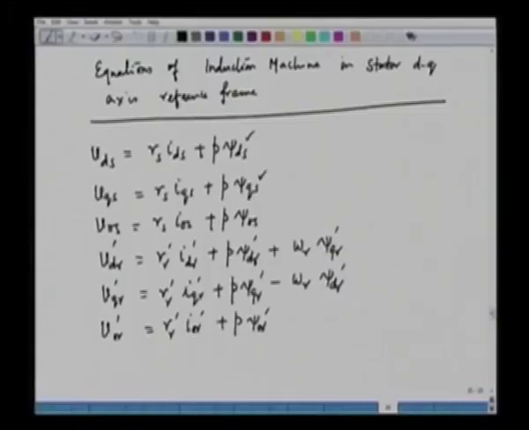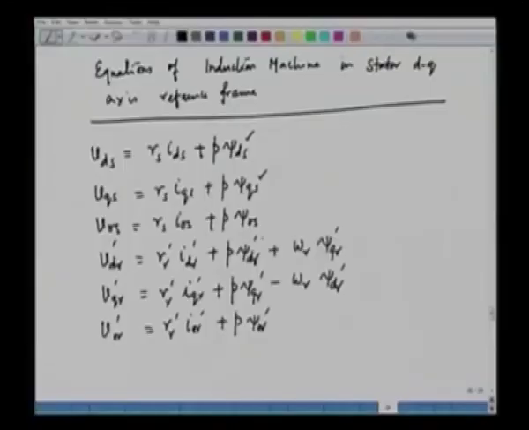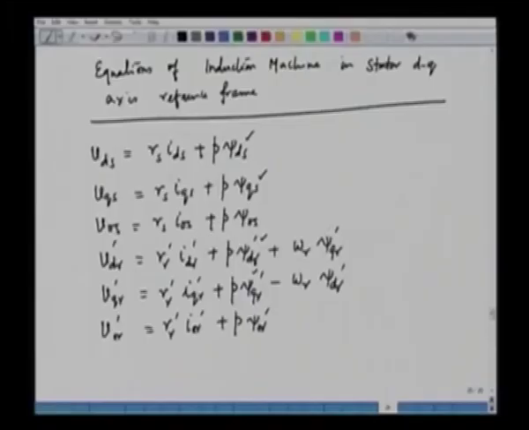Now, if you see these flux linkages psi DS, psi QS can be expressed in terms of the inductances, because we have been able to find out the inductances, and then these flux linkages also can be written in terms of the inductances. And we have seen that the rotor is rotating, and hence there will be rotationally induced EMF in the rotor. These are the rotationally induced EMF.